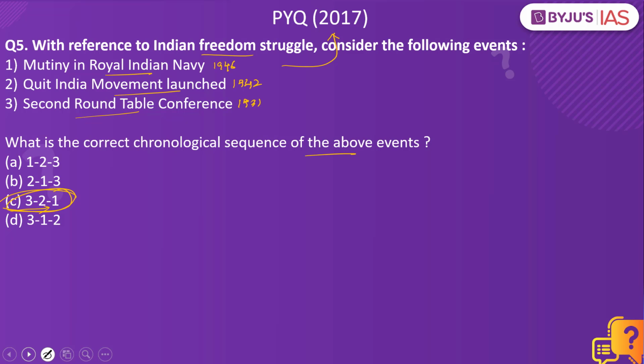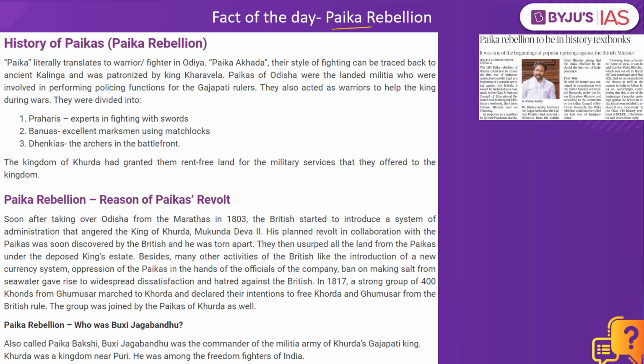The fact of the day for today's discussion is the Paika rebellion. Who are the Paikas? They are the ones called the warriors or fighters in Odia. They had a particular style of fighting called Paika Akhada. It was patronized by King Kharavela. Because they were the warriors, the fighter class, they were engaged in policing functions. As a result, the Gajapati rulers had gifted them large swathes of land. That is why these Paikas were called the landed militia.